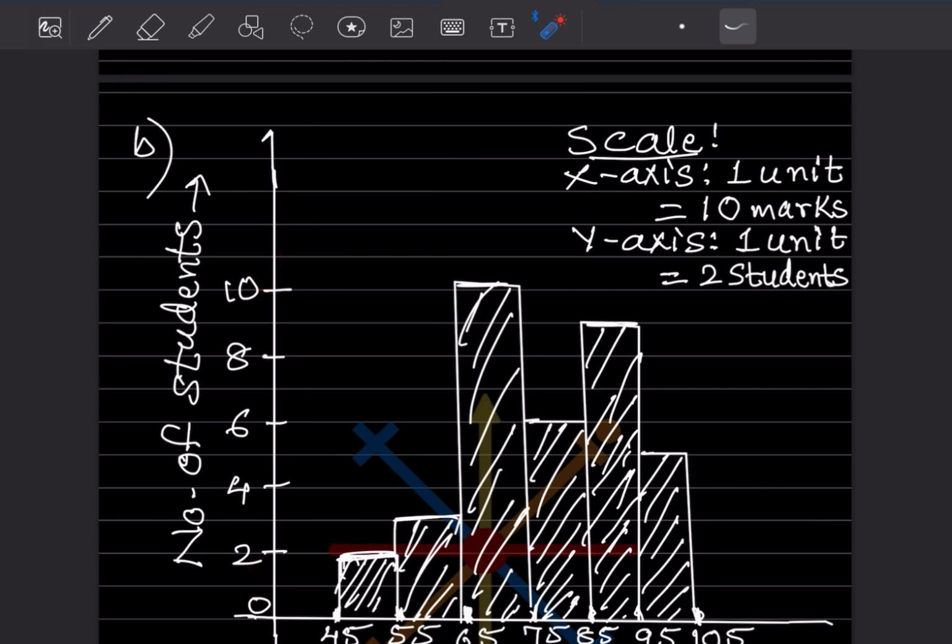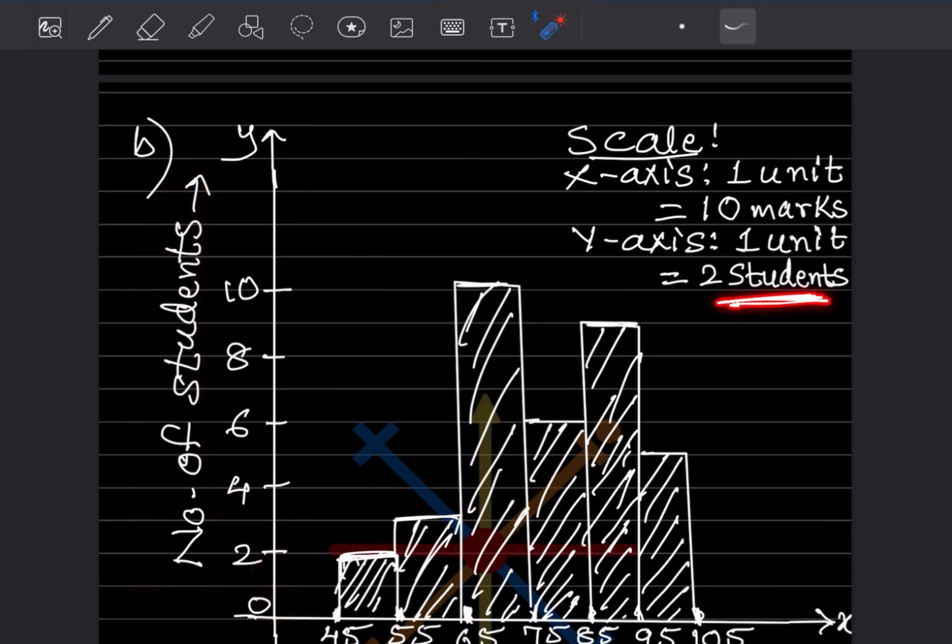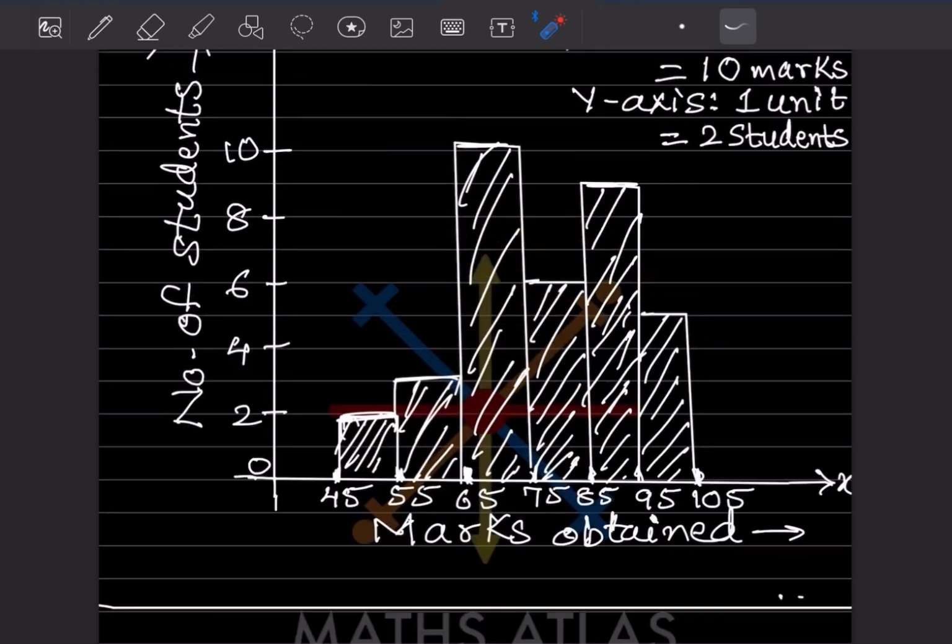So on the x-axis, 1 unit is 10 marks. Sorry, that is for the x-axis; I was talking about the y-axis. This is x and this is y. So x is 10 marks each, and for the y-axis, 1 unit is 2 students, the number of students. So here is 2 students, and on the x-axis 1 unit is 10 marks. So that is what we have completed.